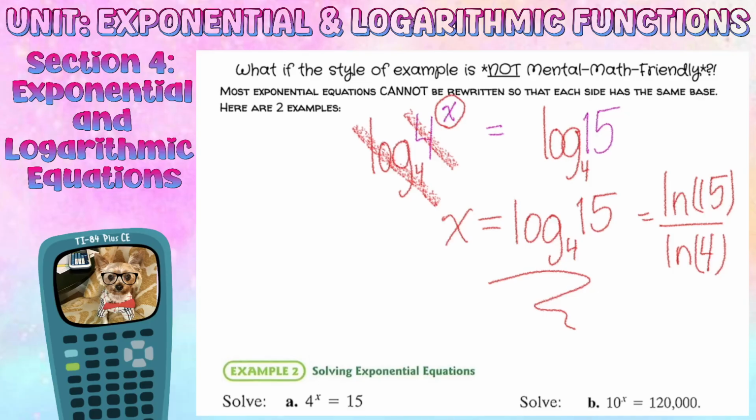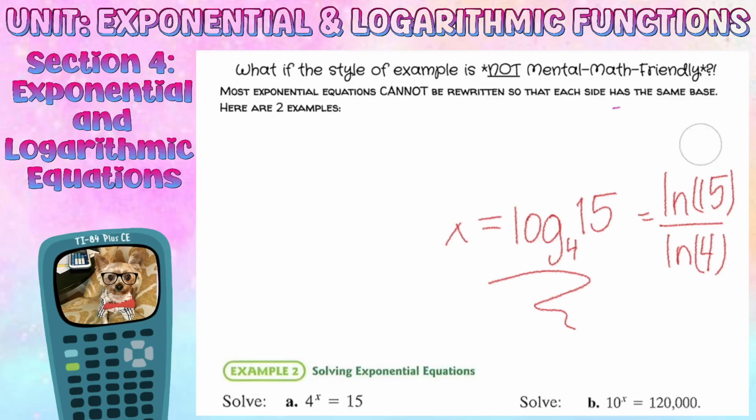You should get something a little bit smaller than 2 as your answer, because the question was 4 to what power is 15, and since 4 to the 2 is 16, you know your answer should be a little less than 2, so you want to make sure your answer makes sense, right? Now, that's the answer that we would get at the end of the day.